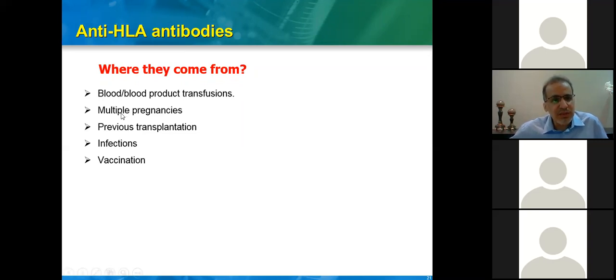And also multiple pregnancies, as we all know, are a source of sensitization since the fetus carries half of the HLA antigens that are foreign to the mother, and the mother will develop anti-HLA antibodies. And another source of sensitization is previous transplantation, infection, and vaccination.